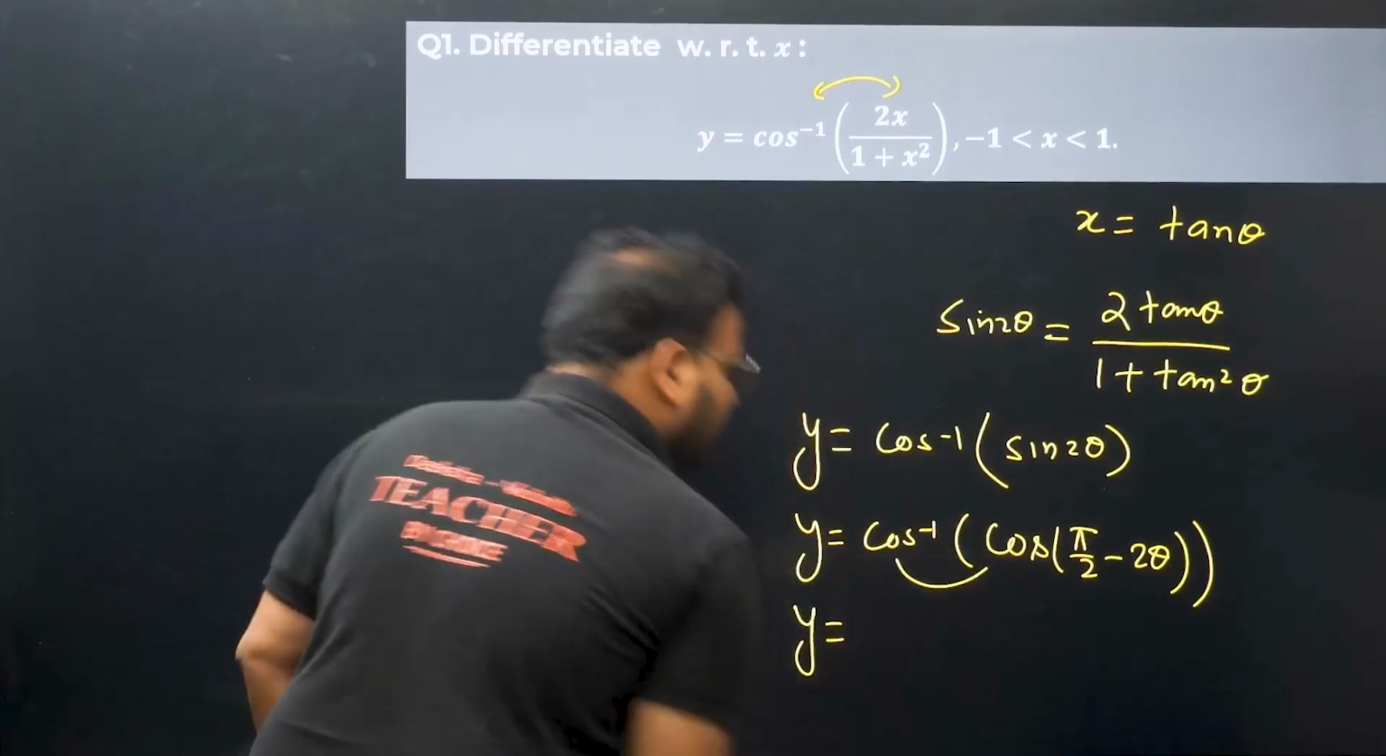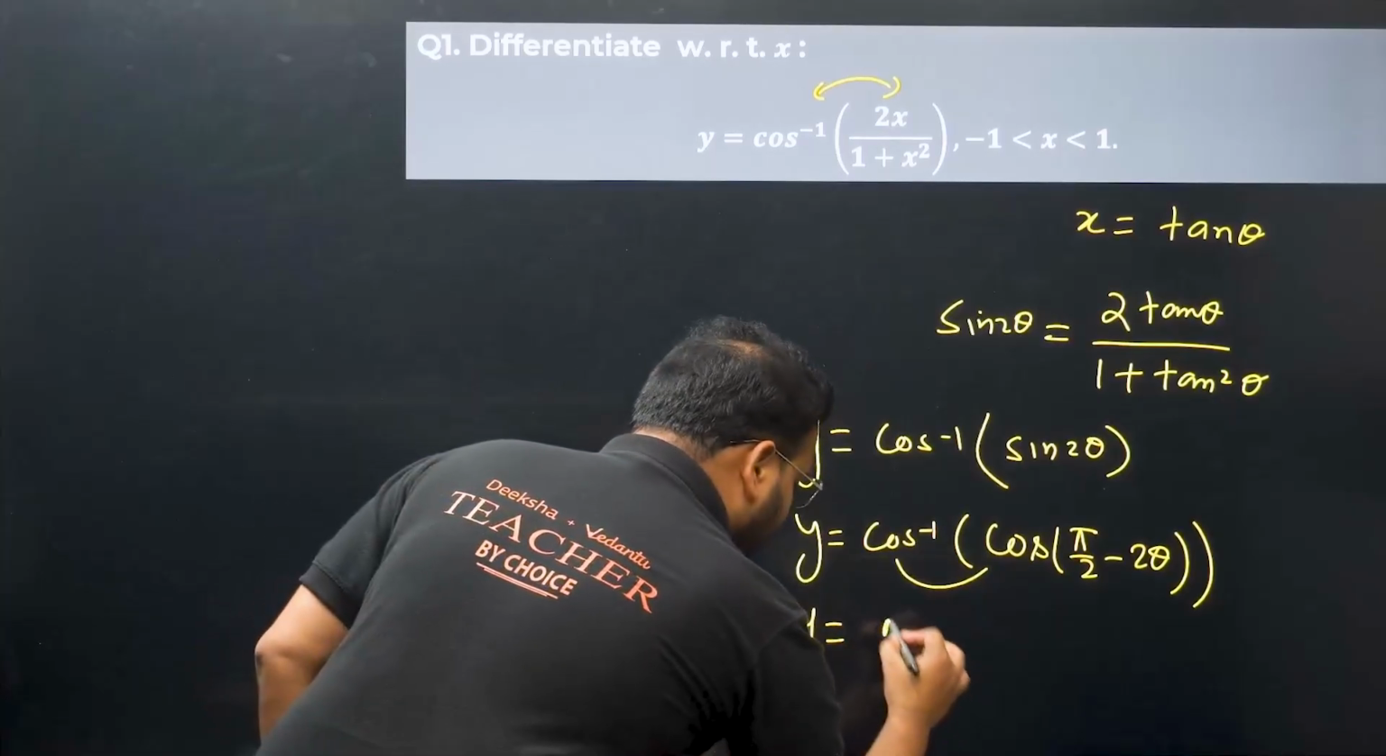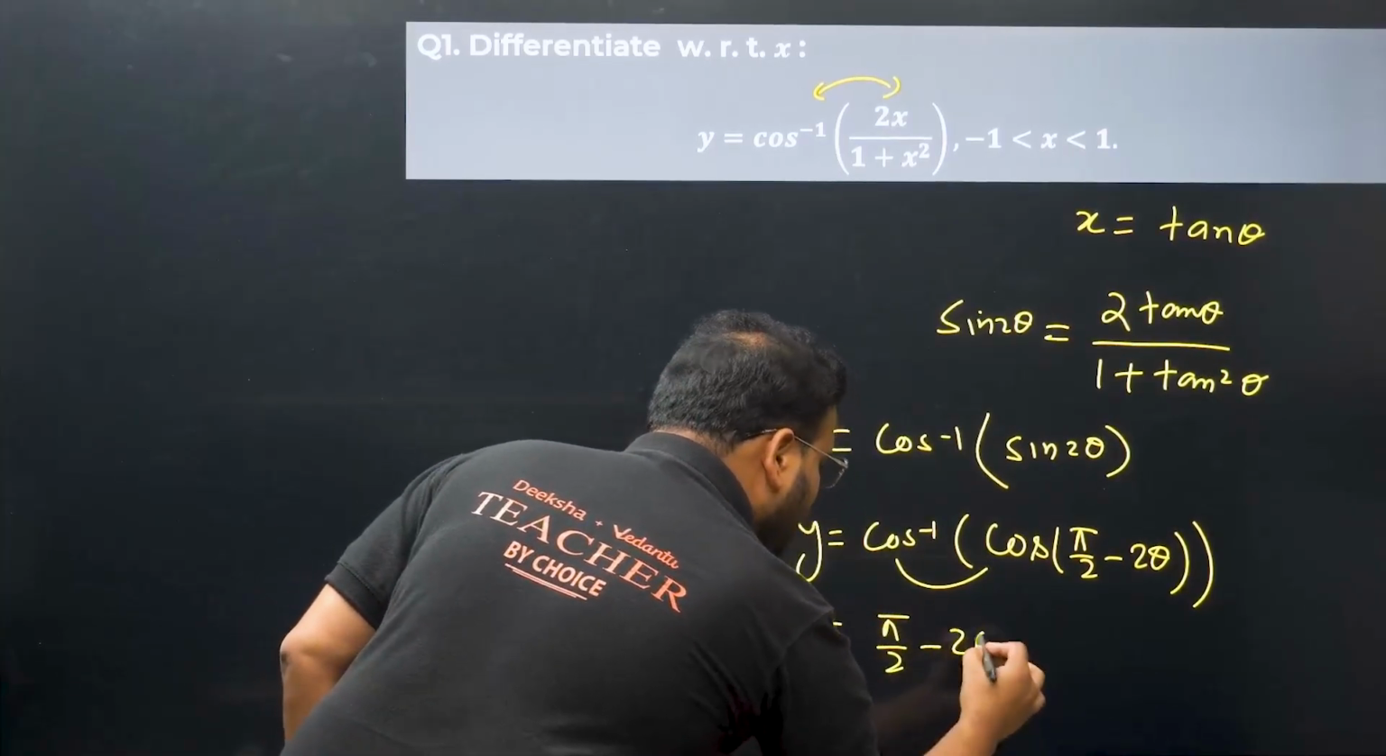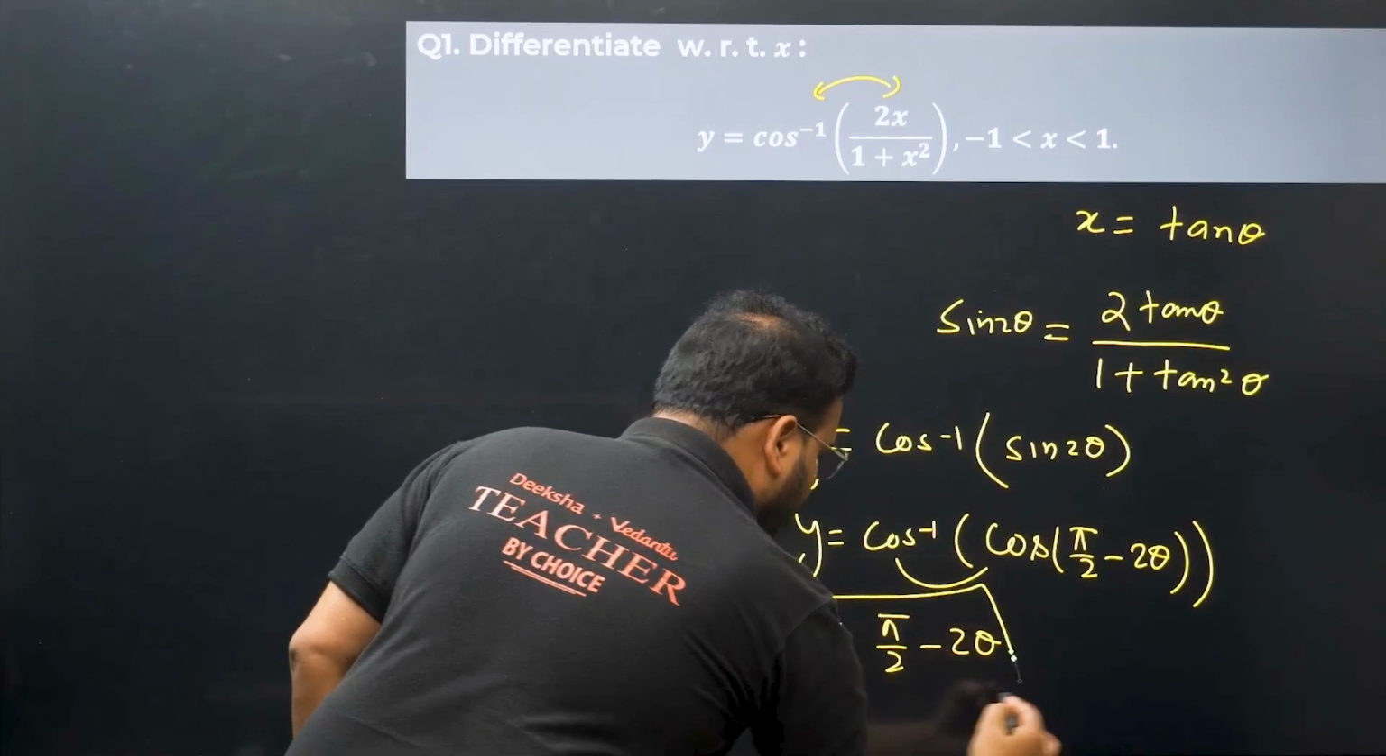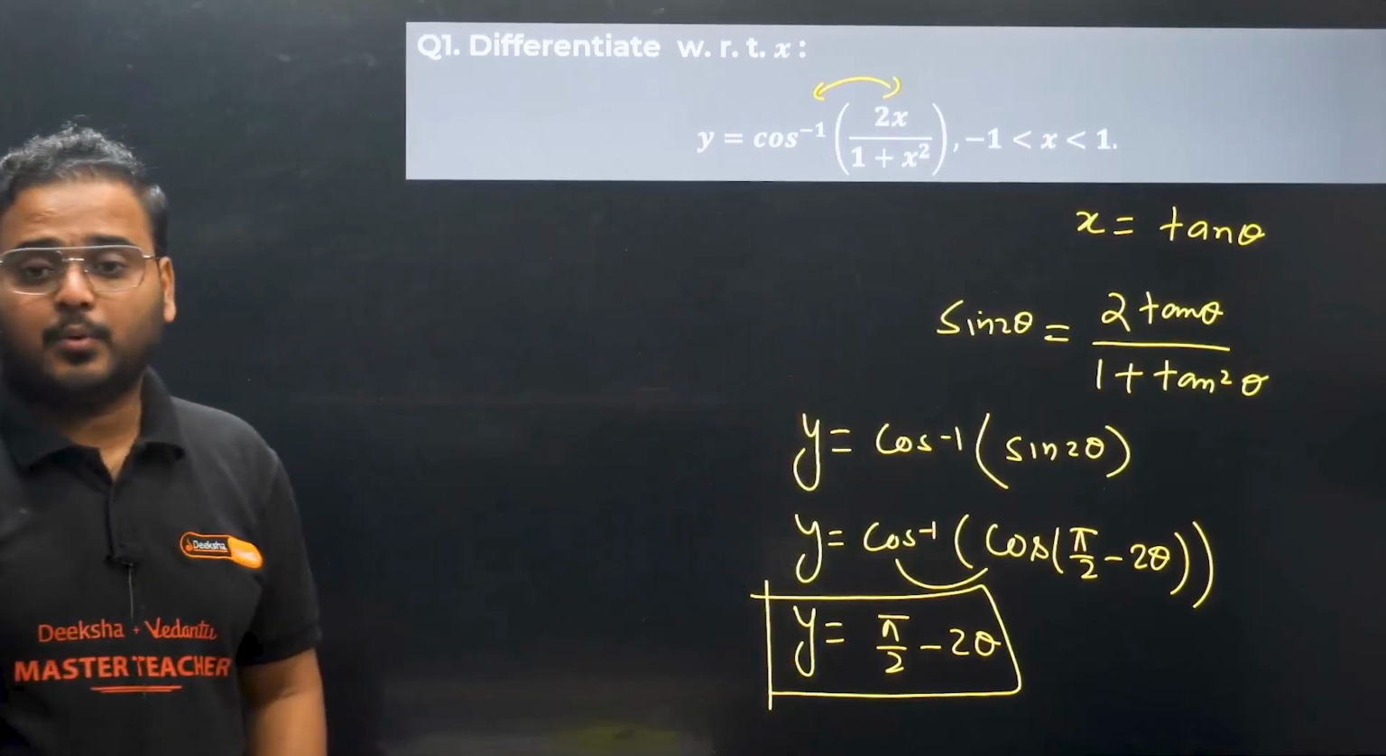So cos inverse of cos will cancel the effect on each other. The value of y will become pi by 2 minus 2 theta. Is it over? No. You have to make some change.